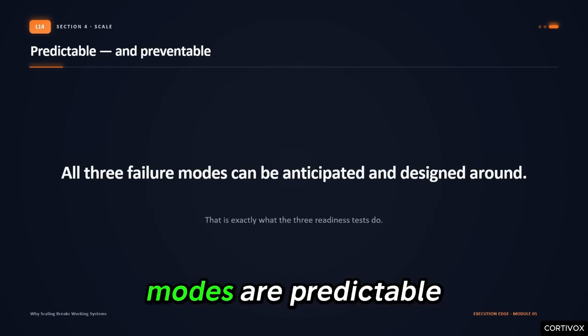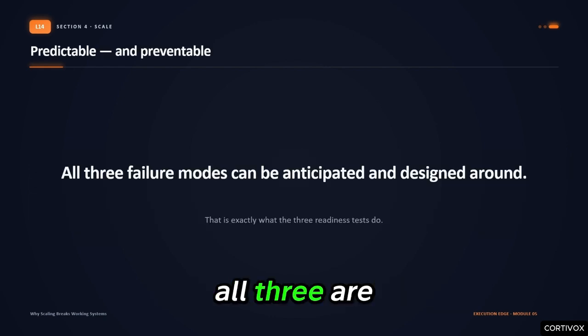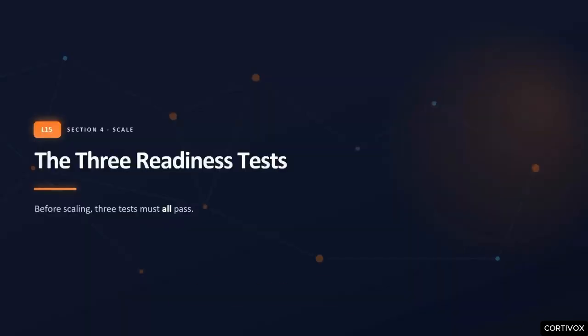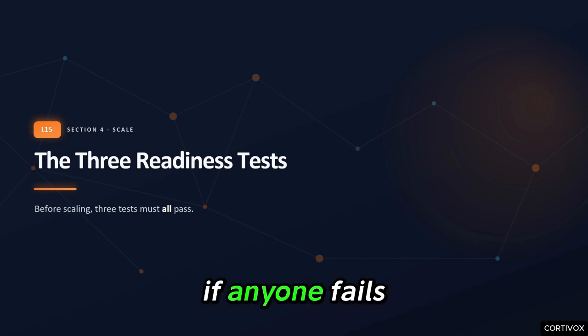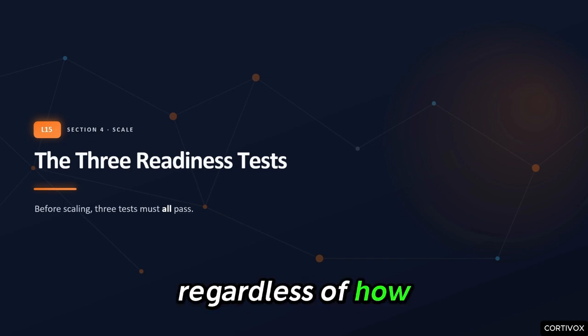All 3 failure modes are predictable. All 3 are preventable. Before scaling any AI system, 3 readiness tests must all pass. If any one fails, the system is not ready to scale, regardless of how well it is performing for current users.